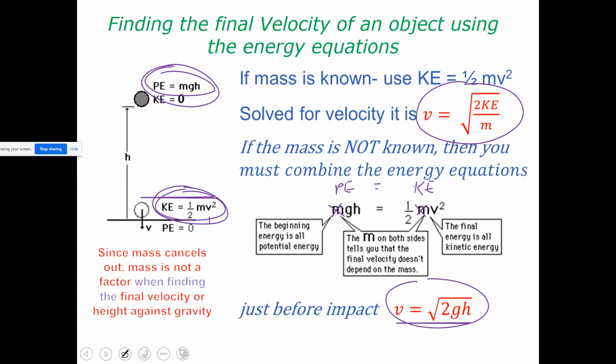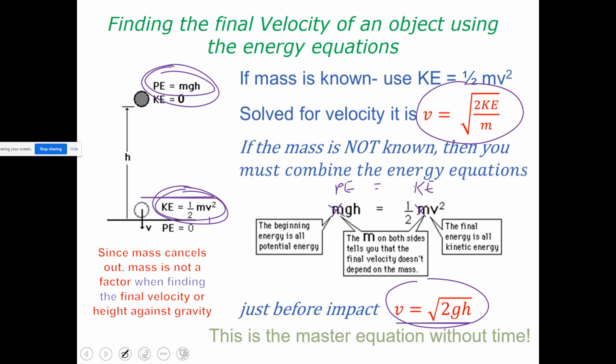Since mass cancels out, it's not a factor when you're finding the final velocity or the height against gravity. So we could figure out how high it is without knowing the mass if we know the velocity, and vice versa. Notice that this is really just the master equation without time. So we didn't even really need the energy equations to solve this, if you remember your master equation.